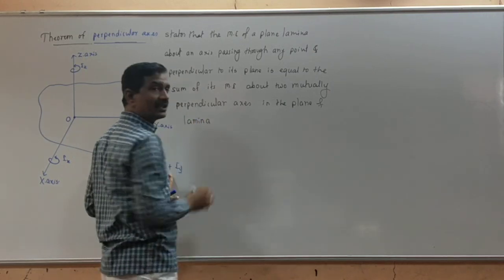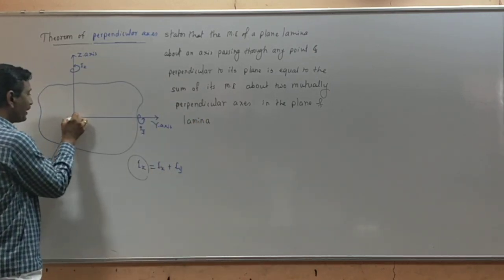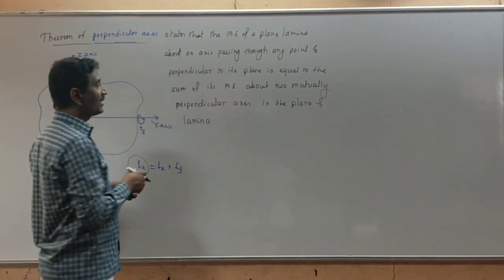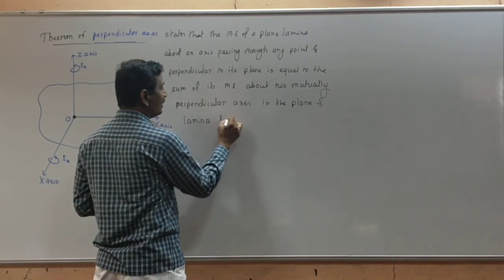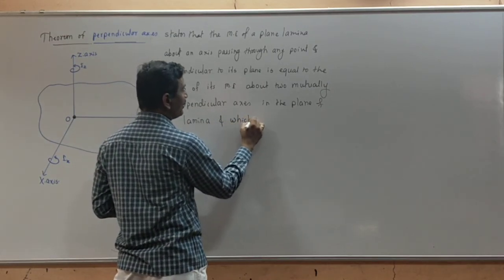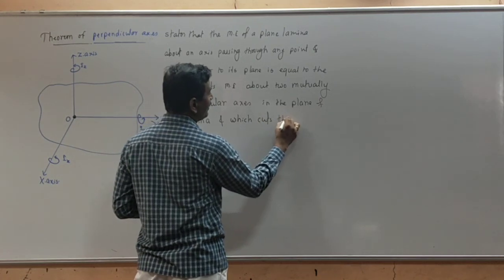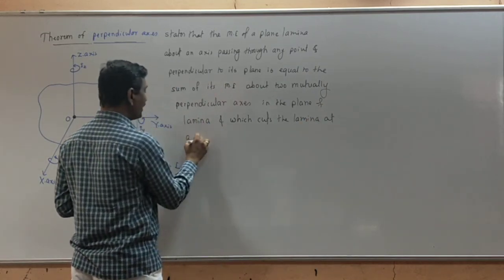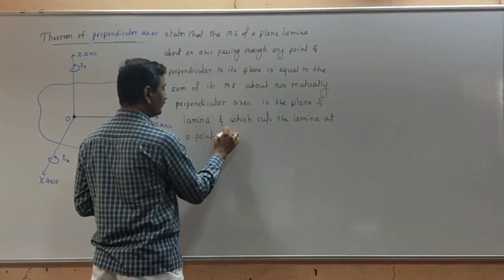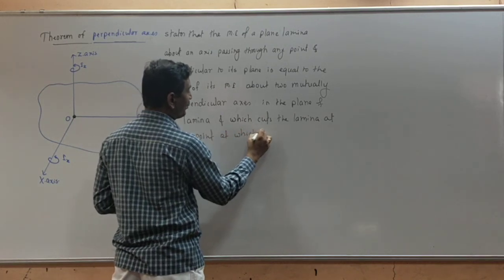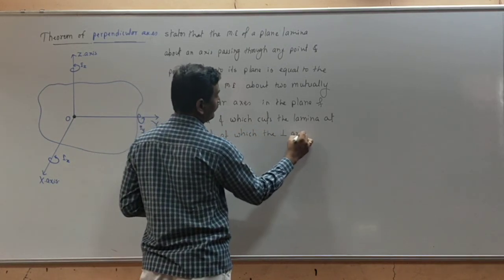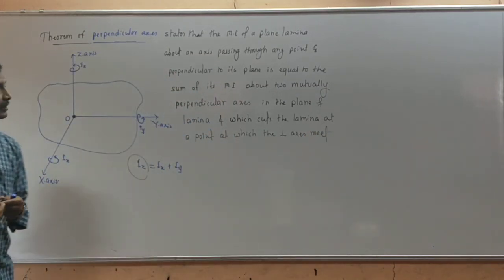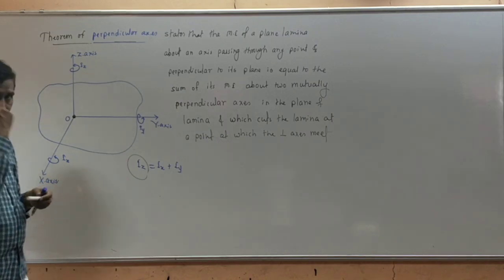And one more condition is there. The z-axis is perpendicular to the plane at the point O at which the x and y axes meet. That is why we say in the plane of the lamina, and which cuts the lamina at a point at which the two perpendicular axes meet. So this is the statement of the perpendicular axis theorem.